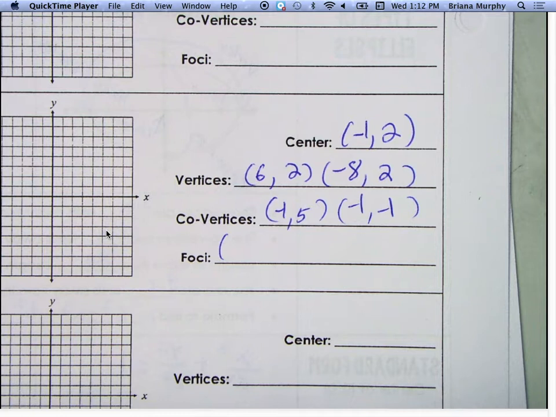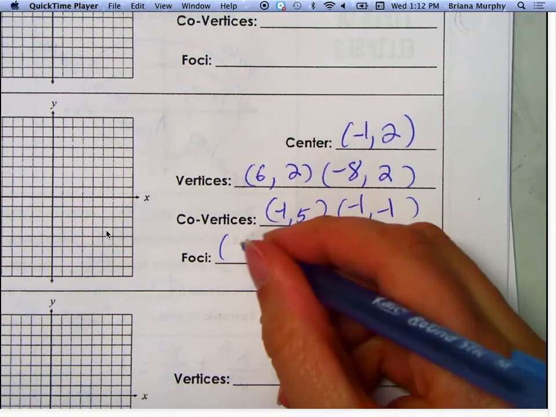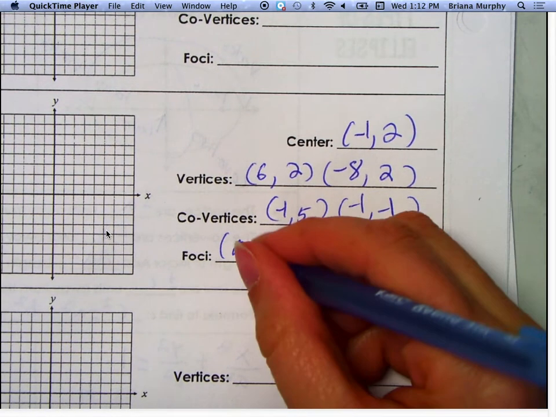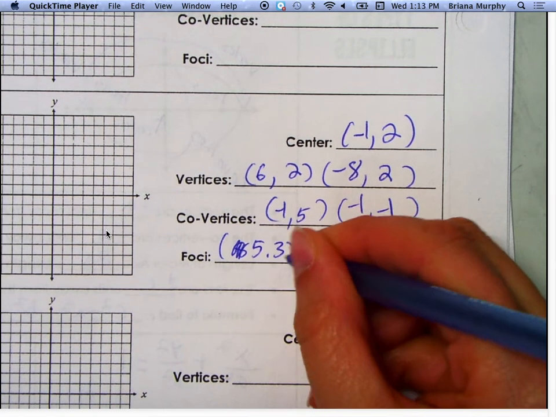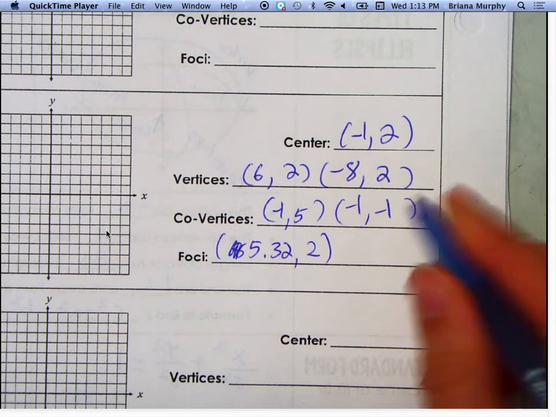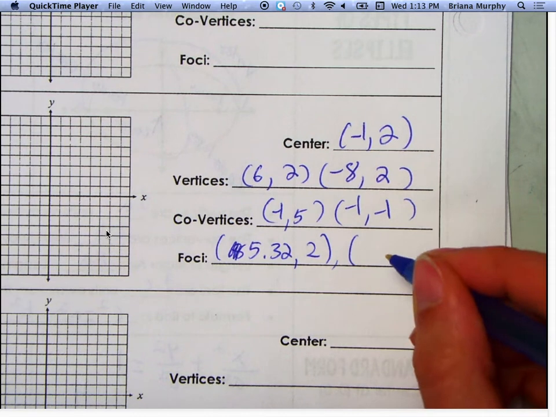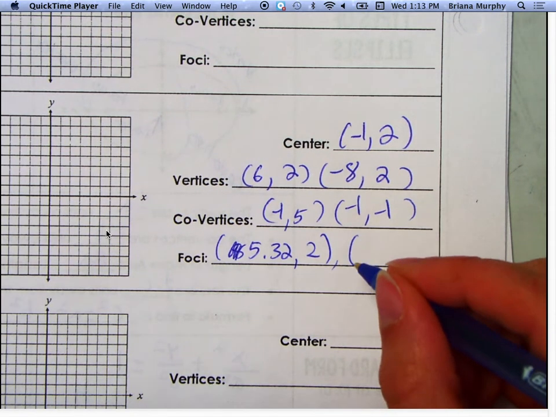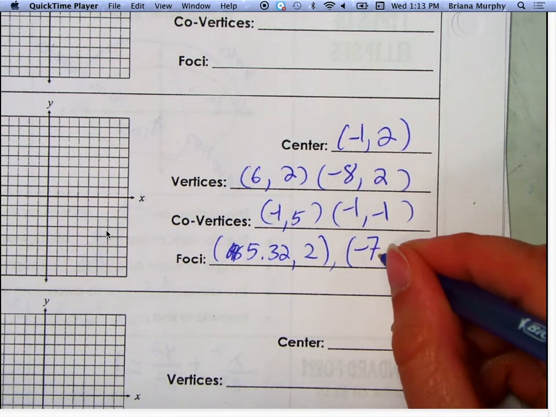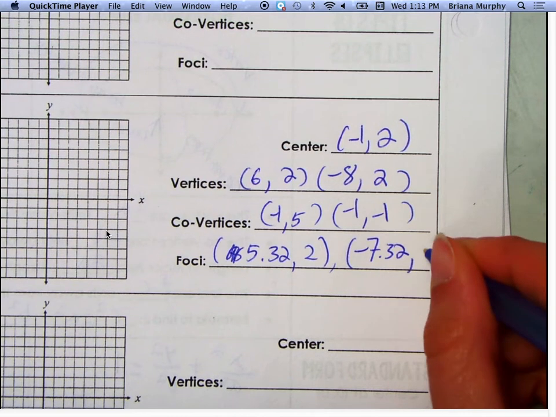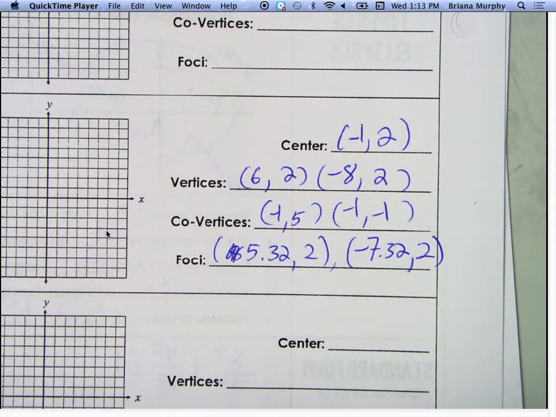So it would be 8.3 to 5.32. Good. 2. And? Because we could have the negative. So it'd be negative 7.32. 2. I'm so confused.